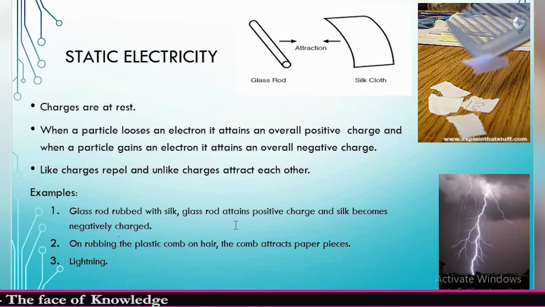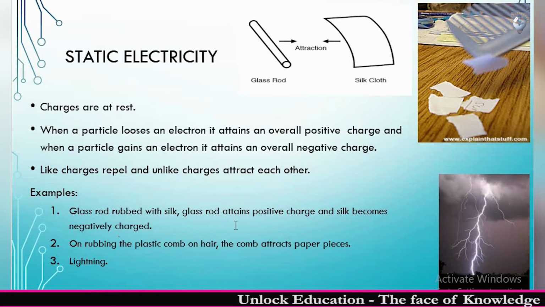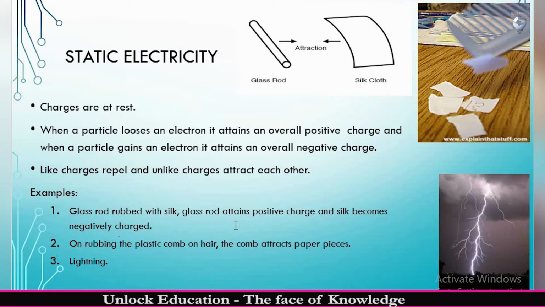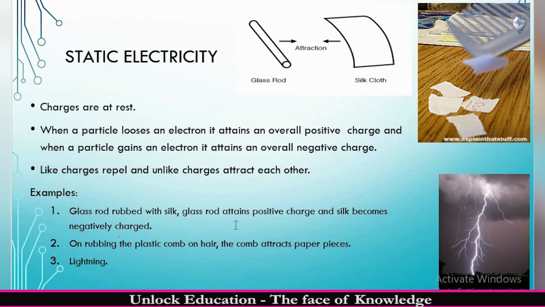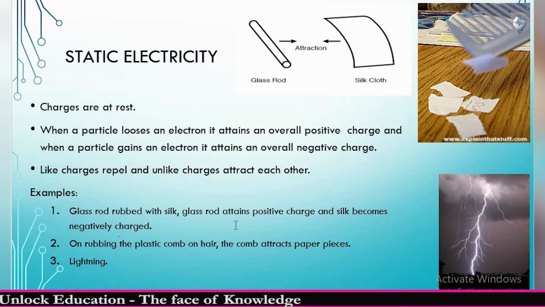Another example, on rubbing the plastic comb on hair, the comb attracts paper pieces. Why? Because the comb attains a charge on rubbing on the hair. Let that charge be positive charge. When we bring the comb closer to the paper pieces, the negative charges will accumulate on the surface and hence there will be an attraction between the comb and the paper pieces.